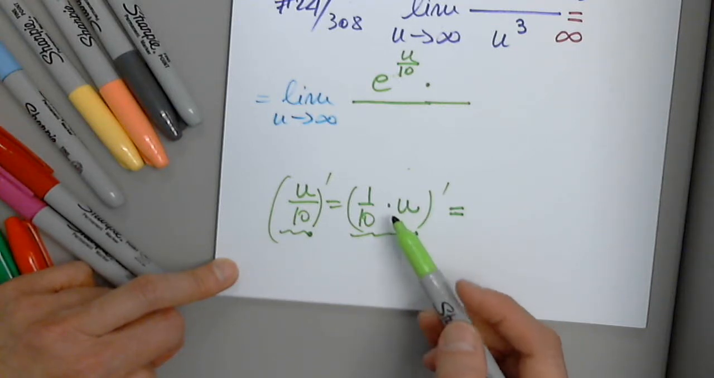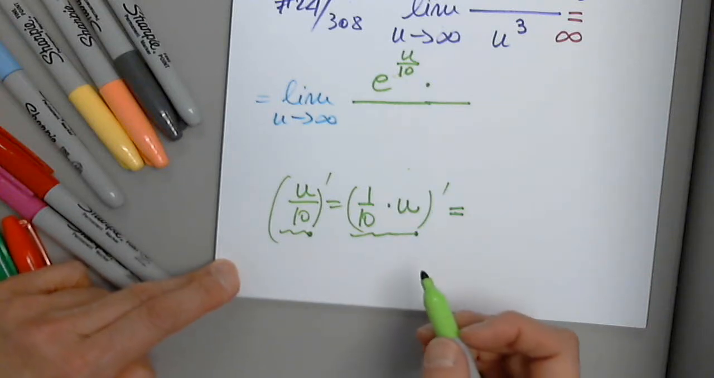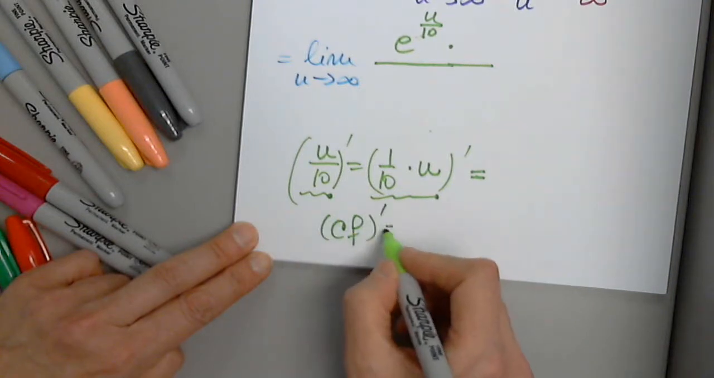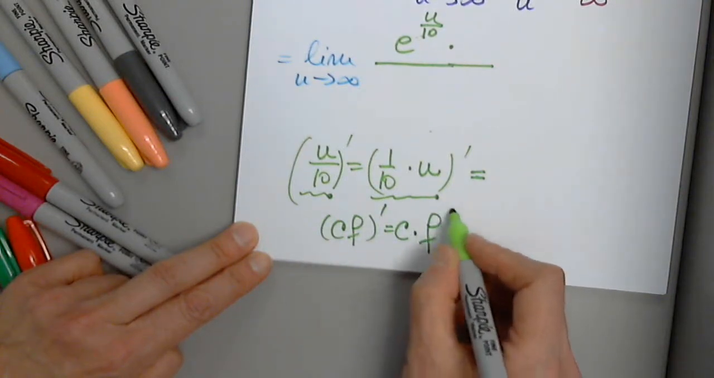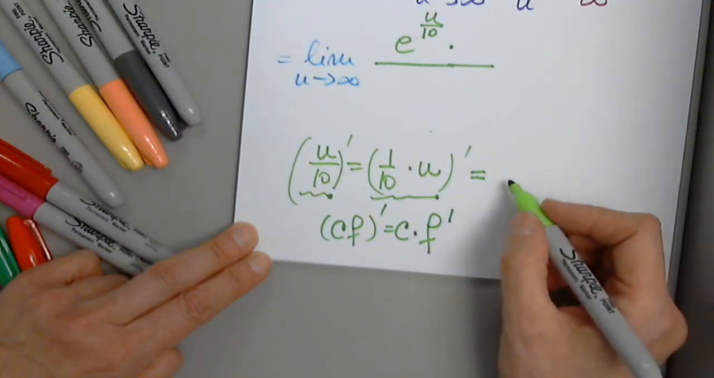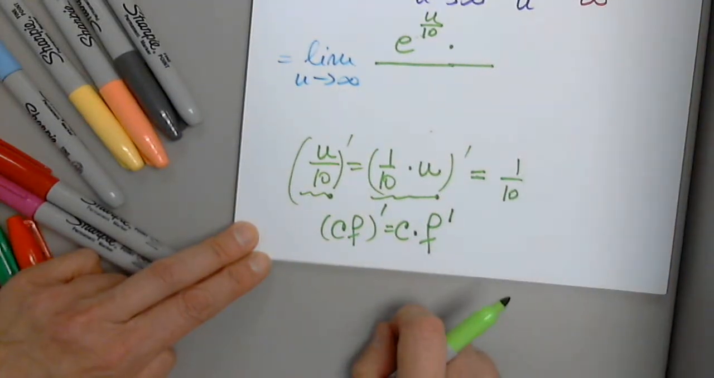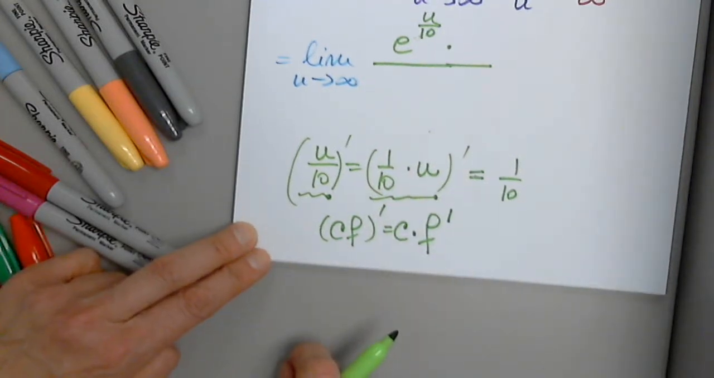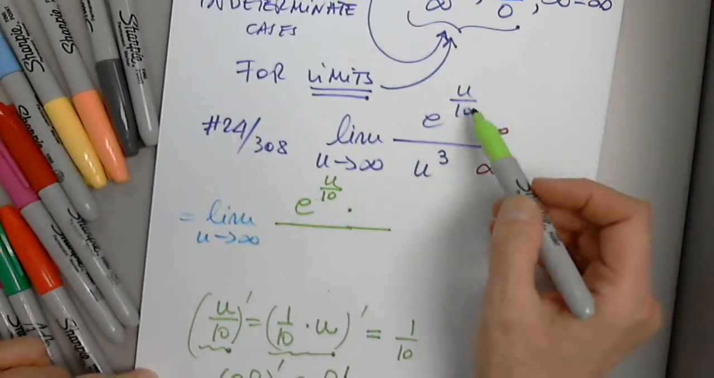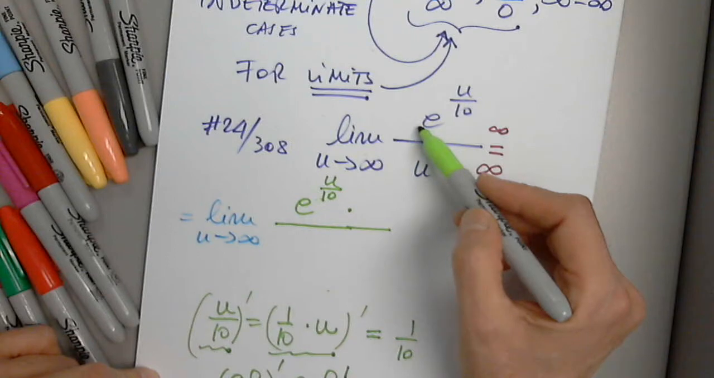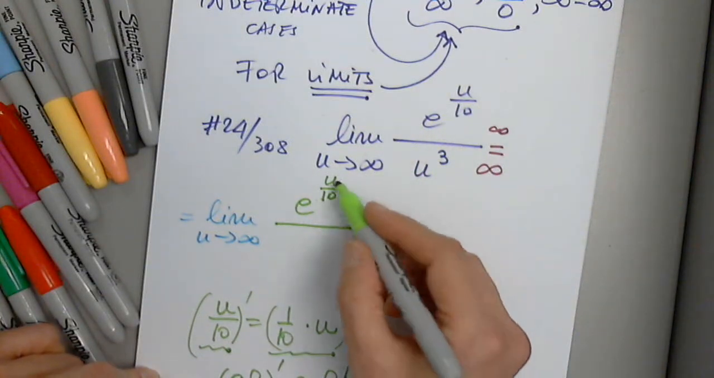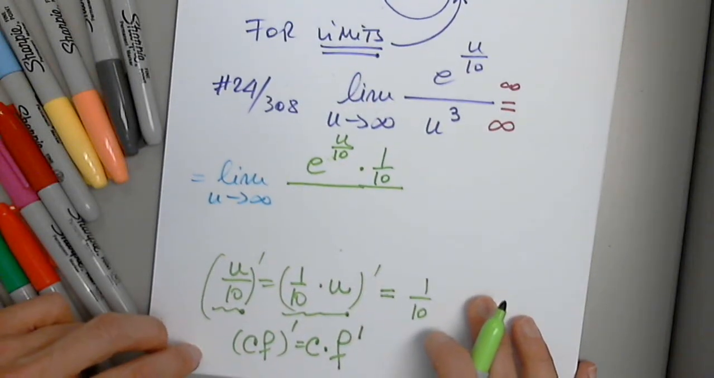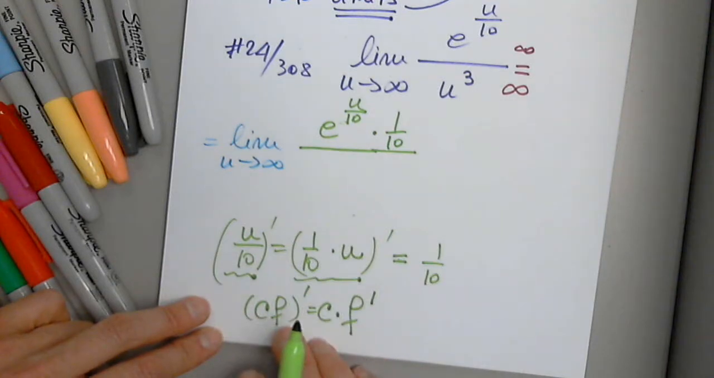When I differentiate 1 over 10, a constant, times u, what do I get? Why? So when I differentiate the constant times the function, I have the constant times the function prime. So what do I get? 1/10. Thank you. Of course. It's like 1/10 x. It's 1/10, right? So when I differentiate e to u, or e to a function prime, it is e to the function times the function prime, which is 1 over 10. Yes, everyone? We agree? Okay, the denominator, please.